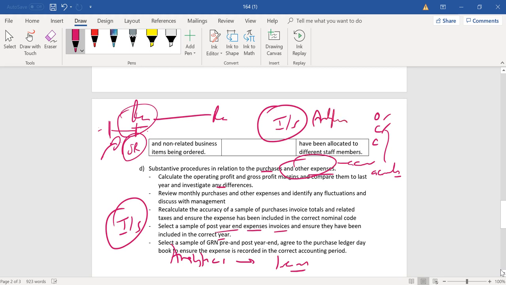And then accuracy. So we're actually looking at it, and you can pick a number of invoices and actually calculate, look at the VAT, if you like. Occurrence is a walkthrough, right from purchase order to payment. And then of course, post year end payment as well. So there are a number of things that you can actually do here.